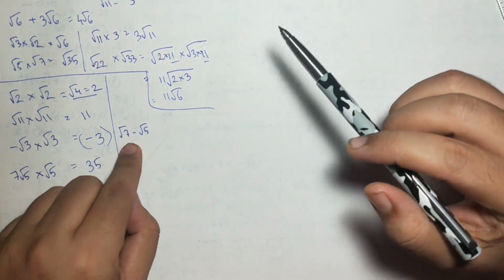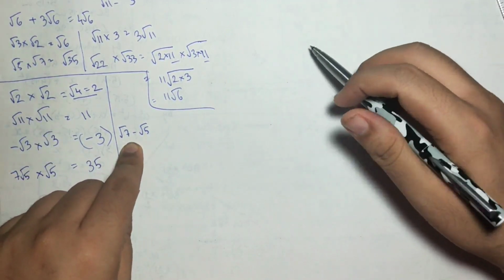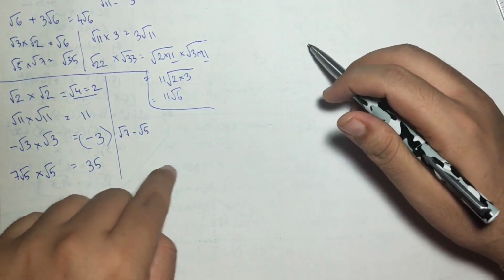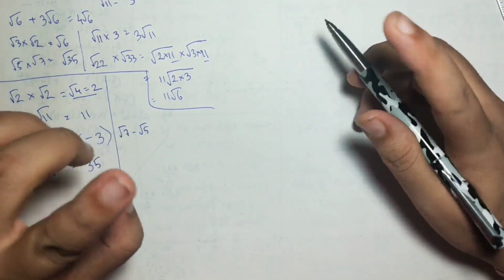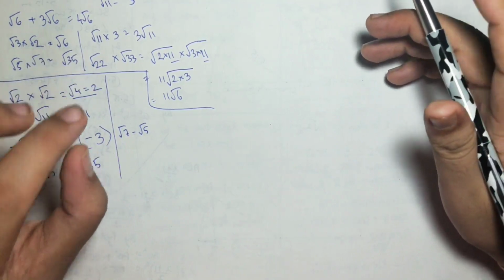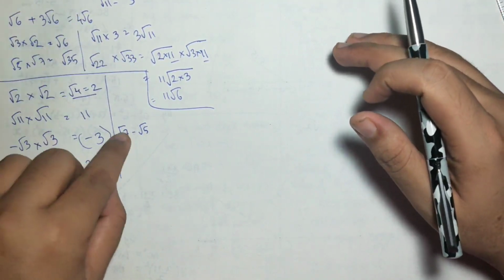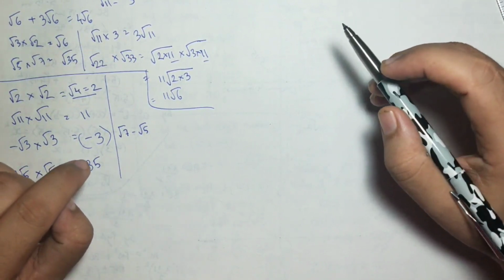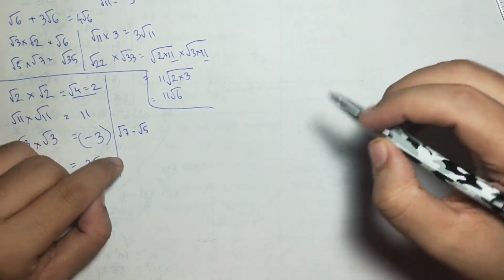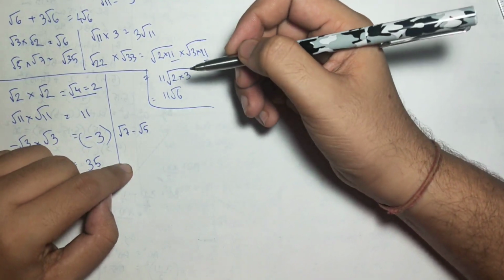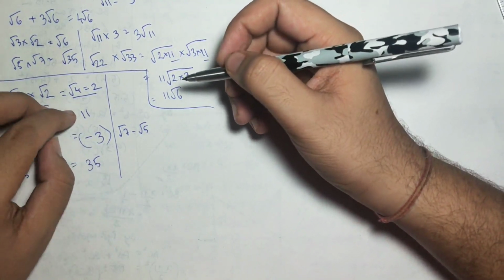Many of you will think, okay, let us first multiply it with root 7. After getting the answer, we'll again multiply with root 5. That is also not correct. In a single step, they both should become rationalized. So how to make them rationalized? For that, you should remember your identity of a square minus b square.